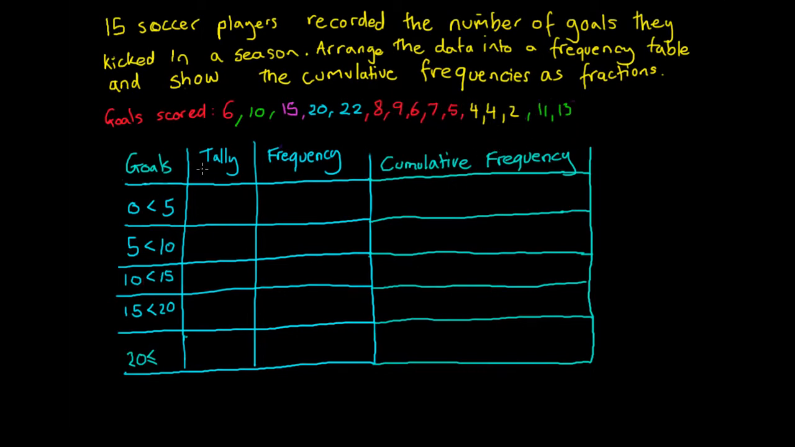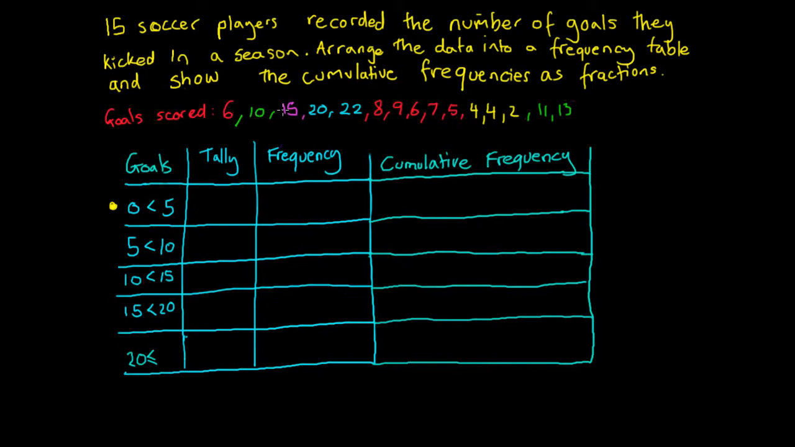So with a frequency table, what we want to do is take our data and place it into the table so that we match our data up with these little brackets, or buckets, on the side. If we go through and do this now, our first bracket is for 0 to less than 5 goals scored in a season. So if someone's kicked 5 goals in the season, that won't go in this bucket, because this bucket is to less than 5.